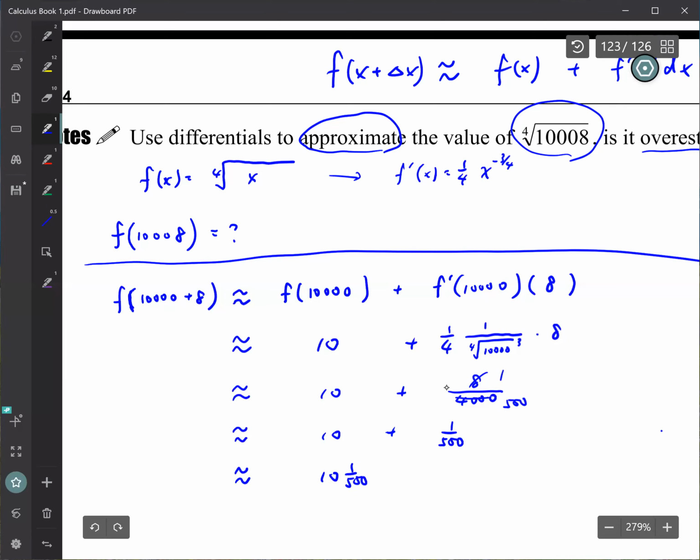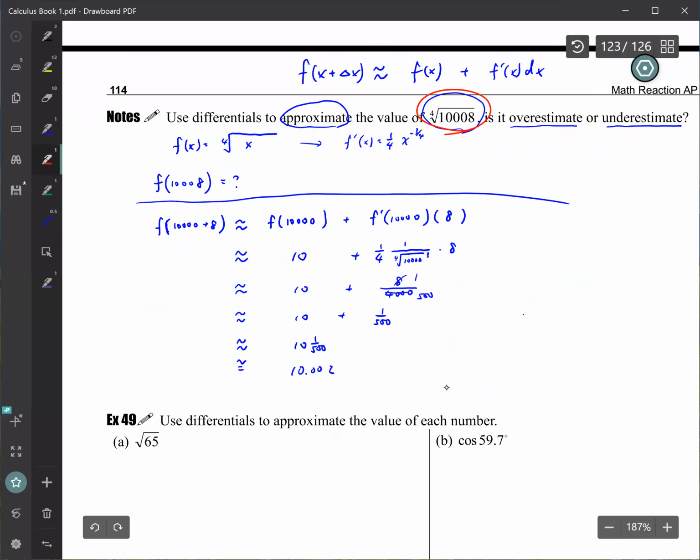Now let's turn that into decimal, right? 1 divided by 500, what is it? 0.002. Yep, so 10.002. So this is the approximate answer for this thing, okay? So this is the approximation. Okay, and then let's check, compare with the actual one. To get the actual, you use the calculator, okay?